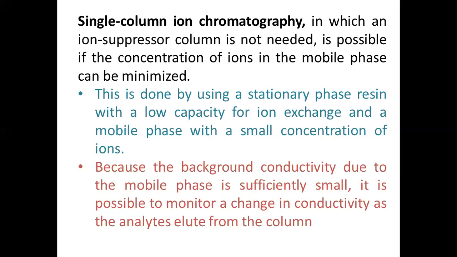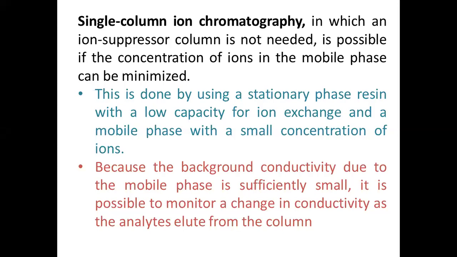But here, you have to use a resin which has very low capacity for ion exchange. The ion exchange resin will have very, very low exchange capacity. Therefore, a very small number of ions are going to be separated. Not only is the low ion exchange capacity of the resin required, but you also have to prepare the mobile phase in very low concentration. If the mobile phase concentration is very low, ultimately the background conductivity will become minimum. It will be sufficiently small. So, whatever conductivity results is majorly due to the solute which is reaching the detector.